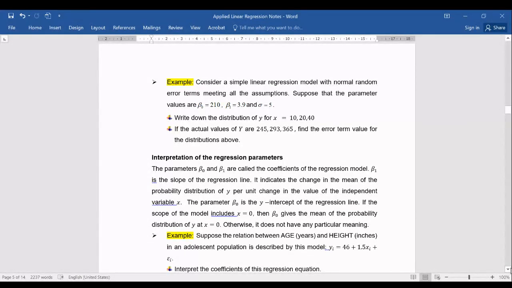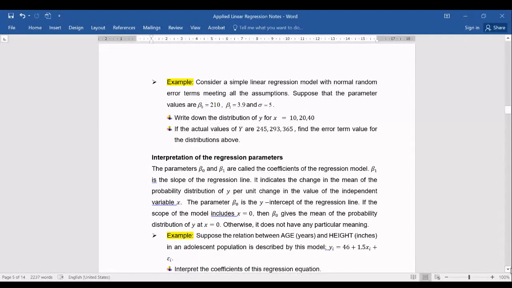Suppose that the parameter values are beta 0 is 210, beta 1 is 3.9, and the standard deviation, which is sigma, is equal to 5. Then write down the model of y for these values. Write down the distribution.